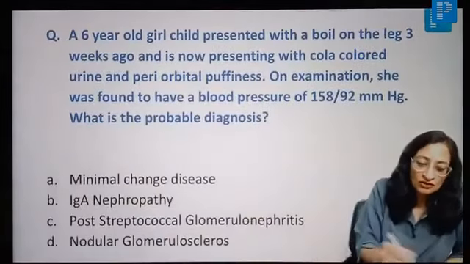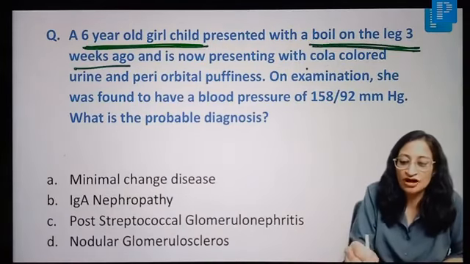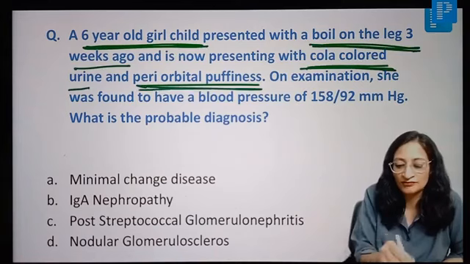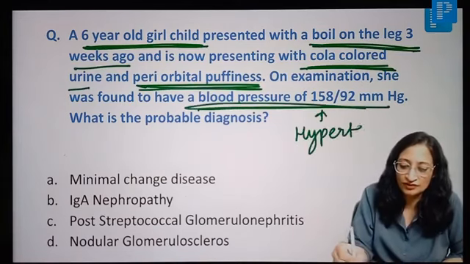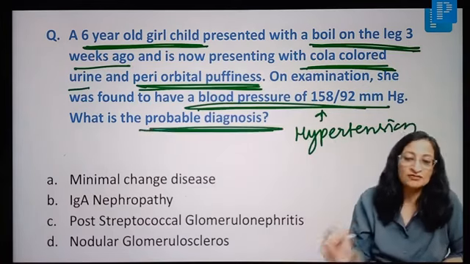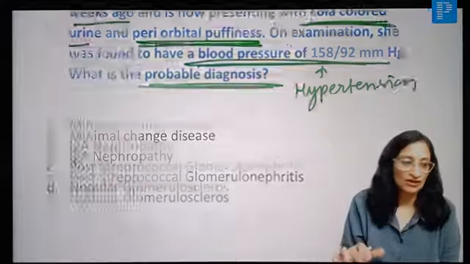Now, a 6-year-old girl child, mind you, read the question. A 6-year-old girl child, with a boil on the leg 3 weeks ago, is now presenting with cola-colored urine and periorbital puffiness. On examination, the blood pressure is 158/92. That means there is hypertension. What is the probable diagnosis? Is it minimal change disease, IgA nephropathy, post-streptococcal glomerulonephritis, or nodular glomerulosclerosis? So we'll come back to answer this question.